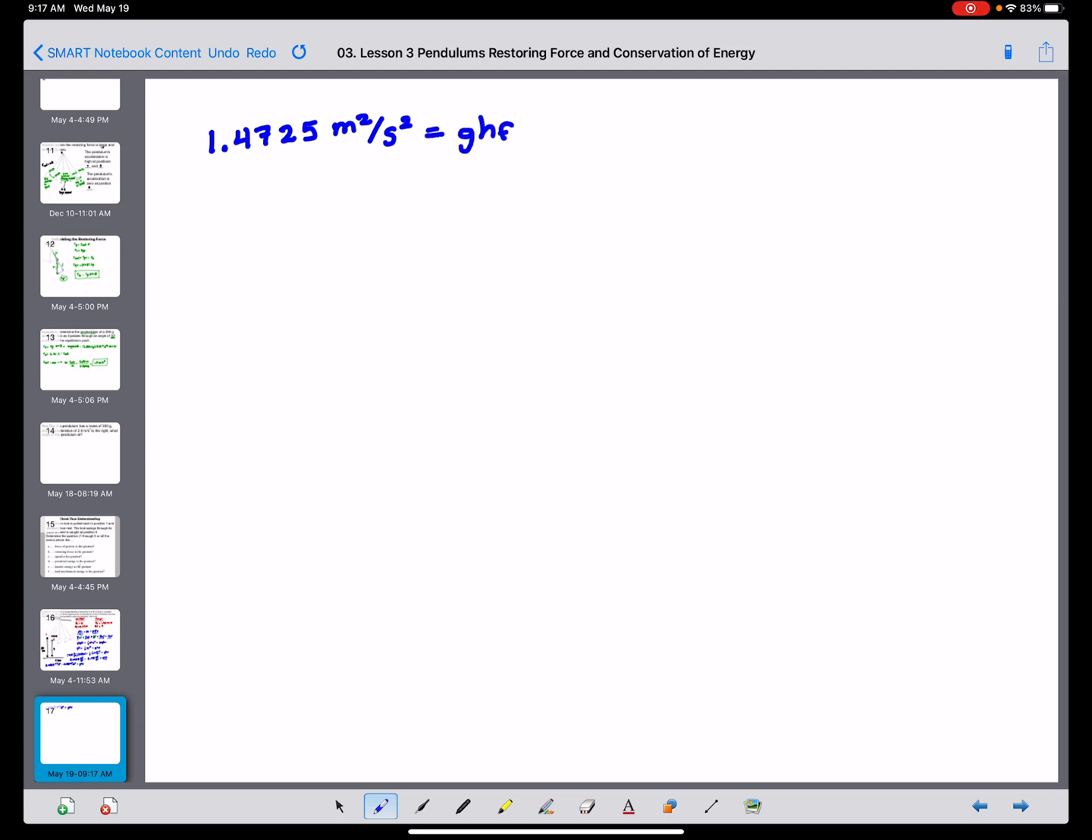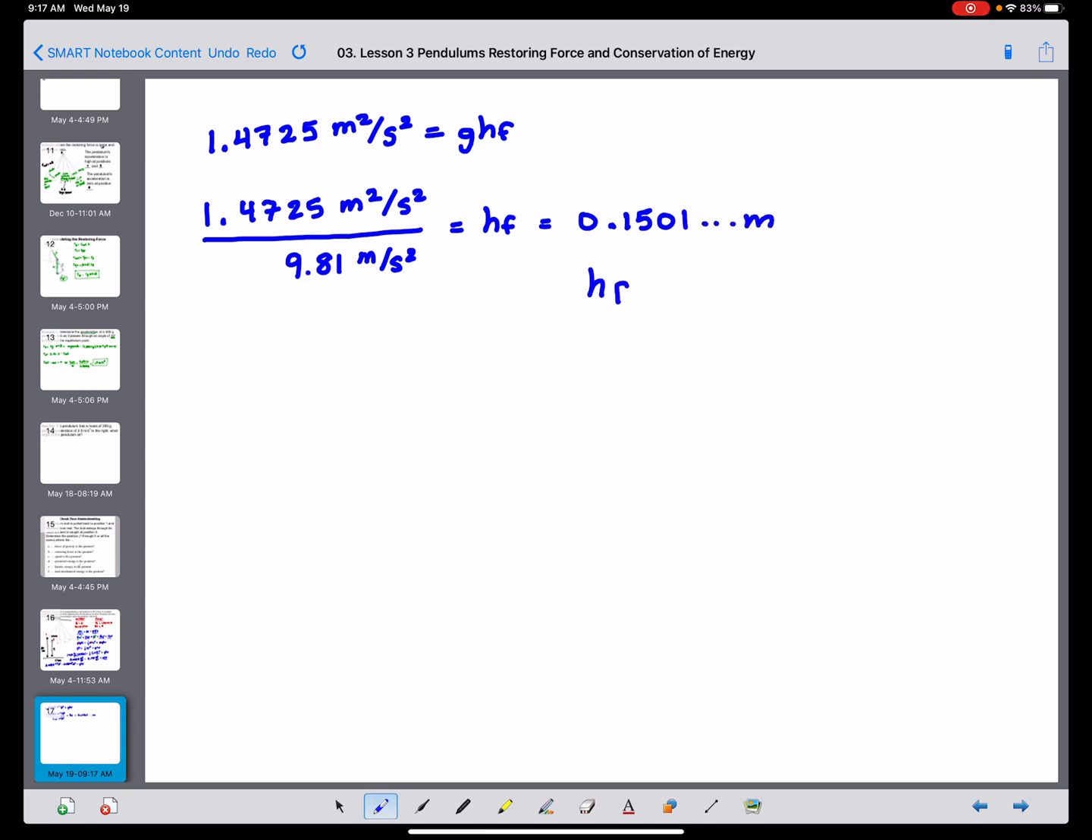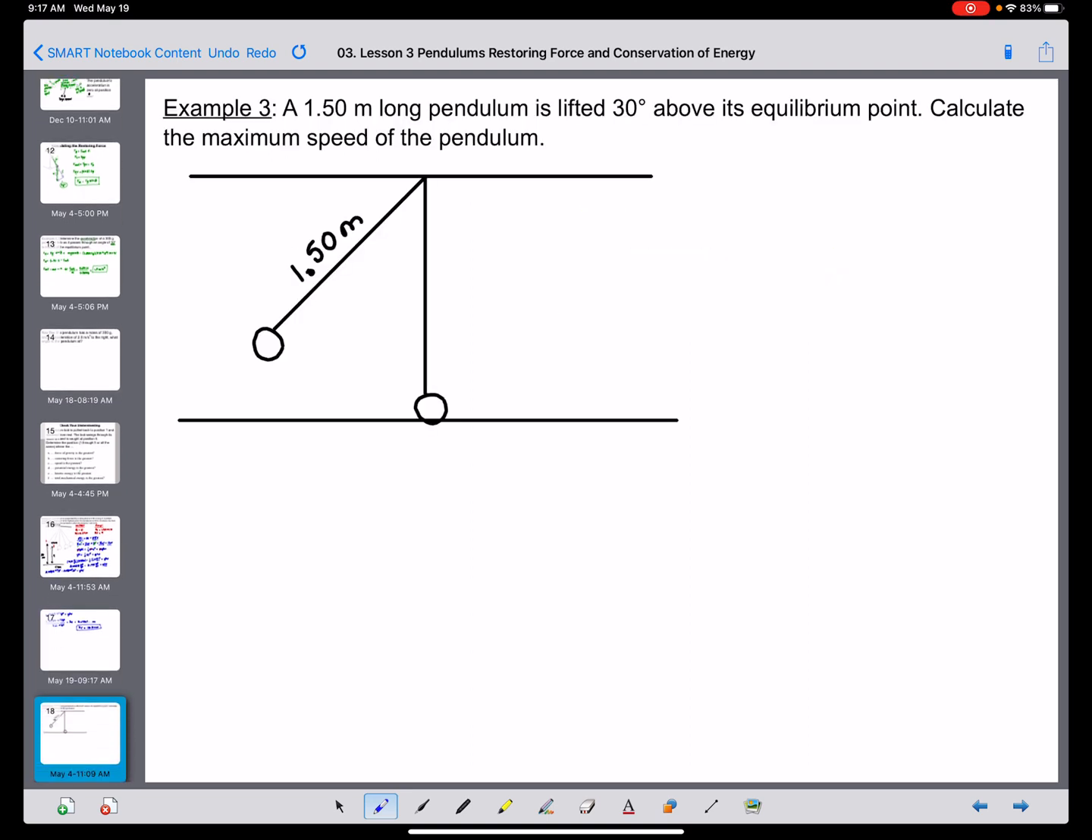So now we can see that if we want to isolate for hf, we need to divide both sides by g. So 1.4725 meters squared per second squared divided by 9.81 meters per second squared, that's equal to hf. And when you do that, you're going to get 0.1501 meters, or for a final answer to 3 significant digits, 15 centimeters. Okay, again, read example 3 and then come back.